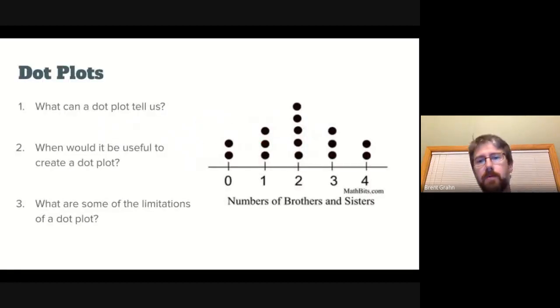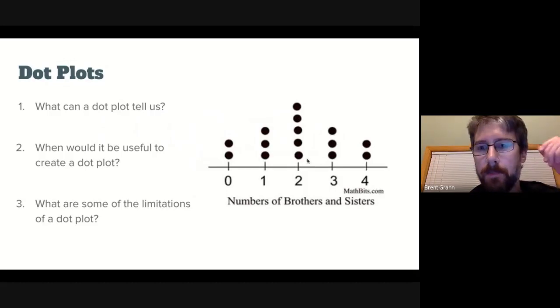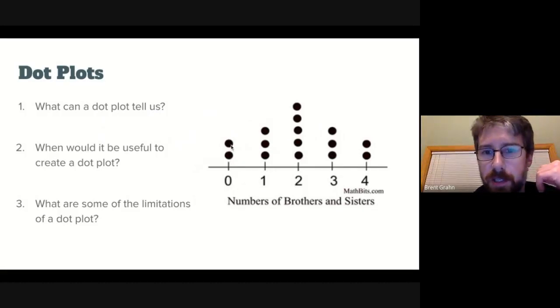All right, so the first type of graph we're going to talk about is dot plots. A few questions. This is a picture of a dot plot, and what it shows is that each of these dots represents one data point of the value that's underneath it.